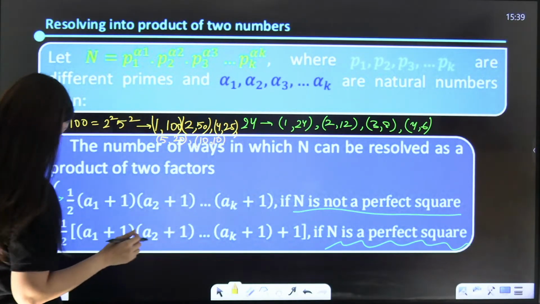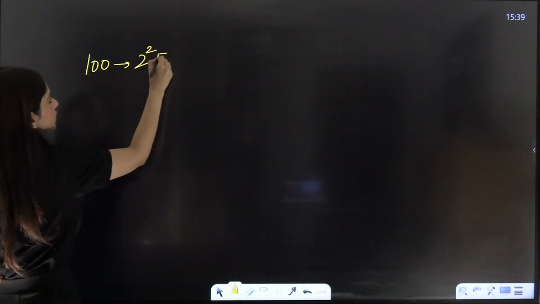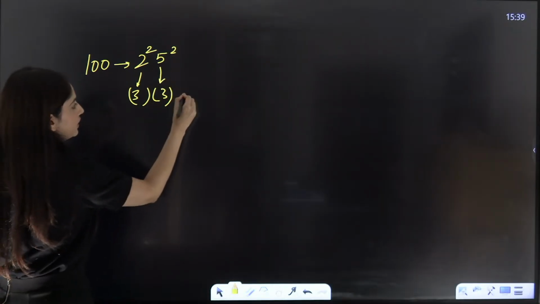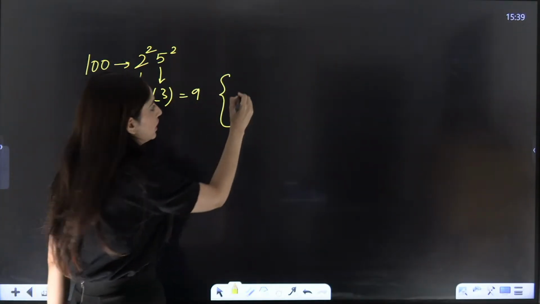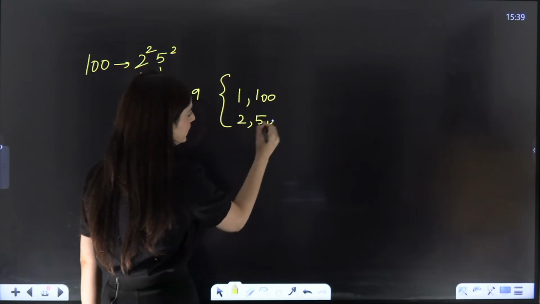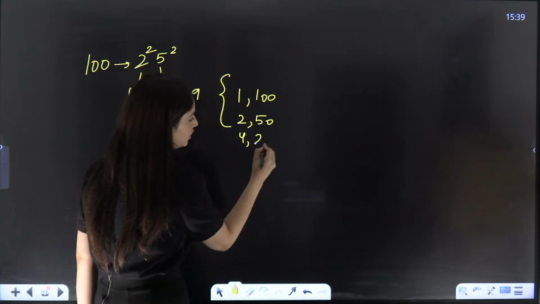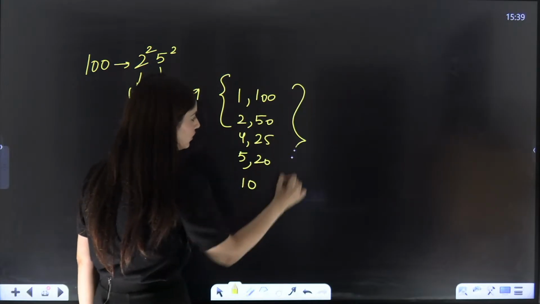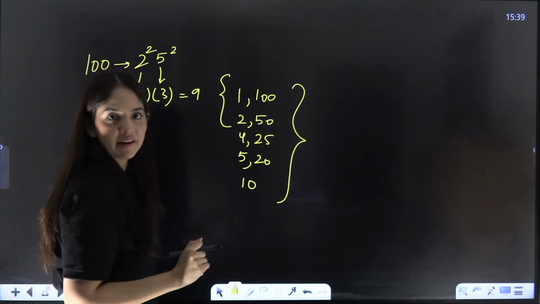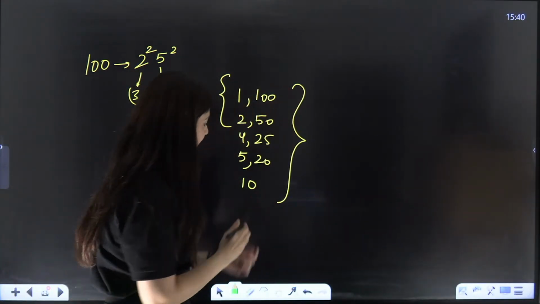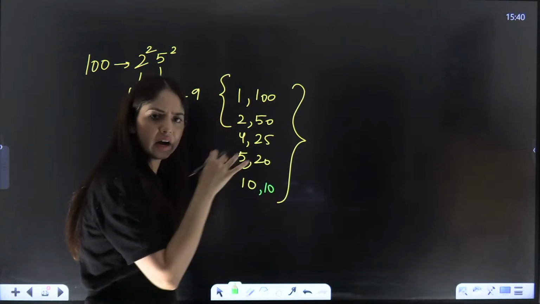So the total number of divisors for 100 was 3 into 3, 9. Which 9? 1, 100, 2, 50, 4, 25, 5, 20 and 10. These are all the 9 divisors. But now we need to form the pairs. So we need to add 10 again.